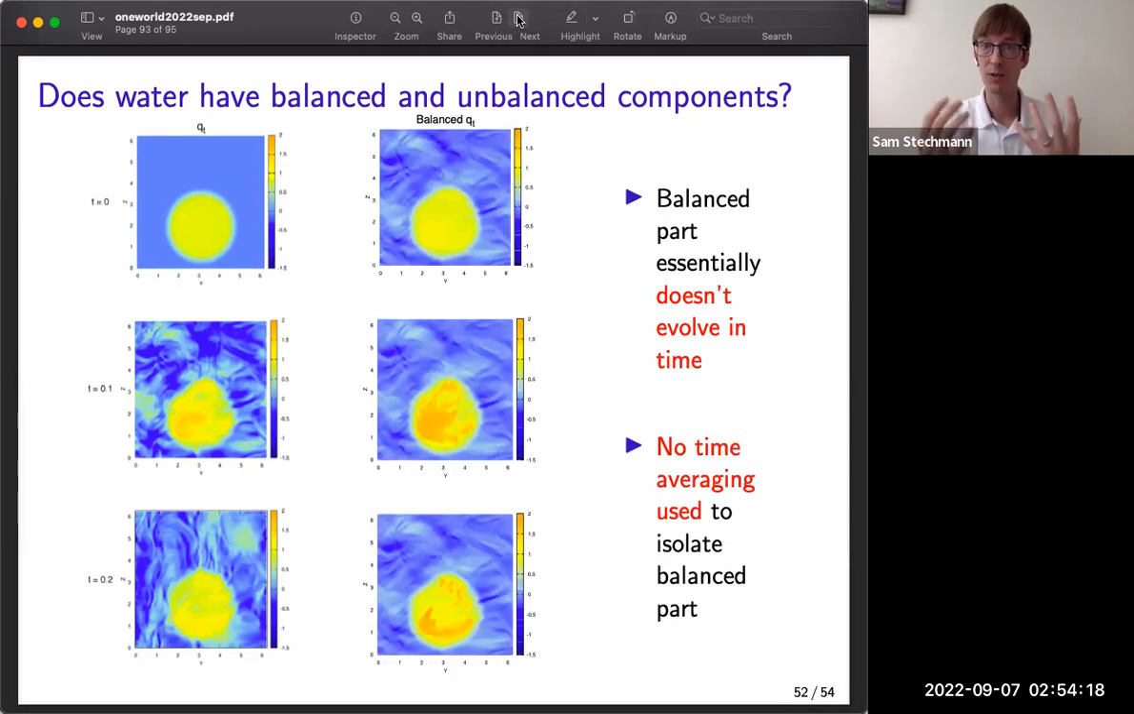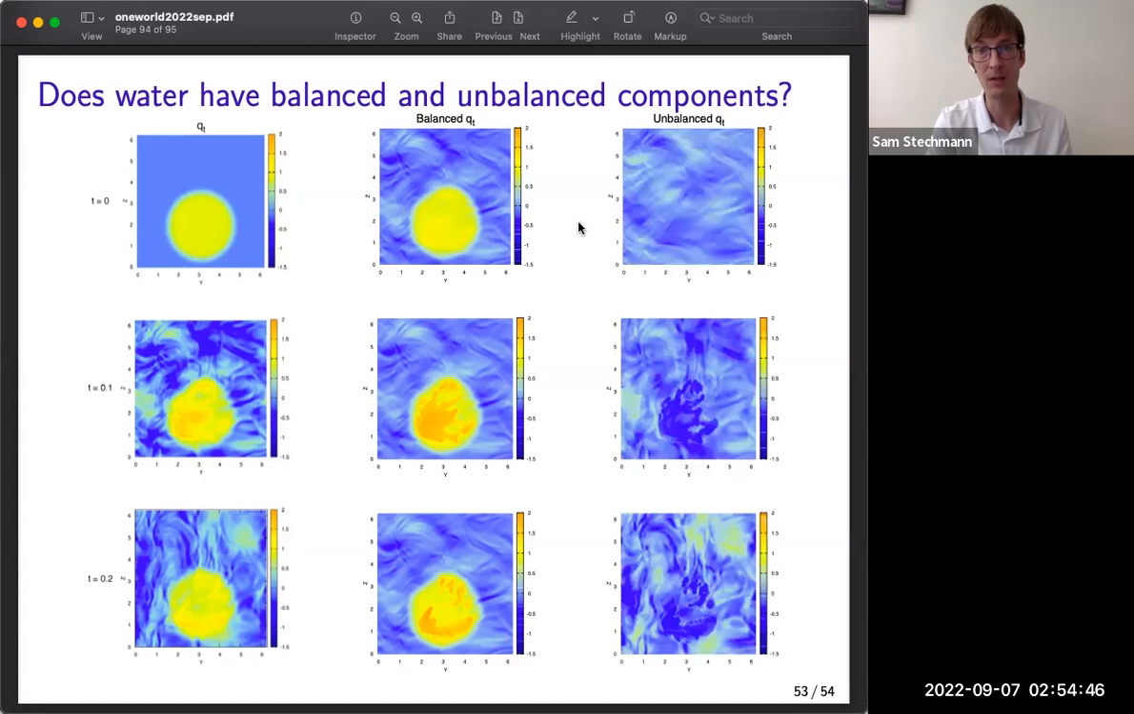But I can do a separation. I can identify the balanced part of the moisture, and you'll see that it hardly changes at all. Many of these little striations are identical from one of these times to another. And again, I didn't use some kind of time averaging to define this. This comes from solving the elliptic PDE, given the data at one time step, to isolate the balanced part, just like in the usual dry case, but now with PV and M inversion. And I can also then separate the unbalanced part, which you can see does substantially change from one time to another due to these fast gravity waves.